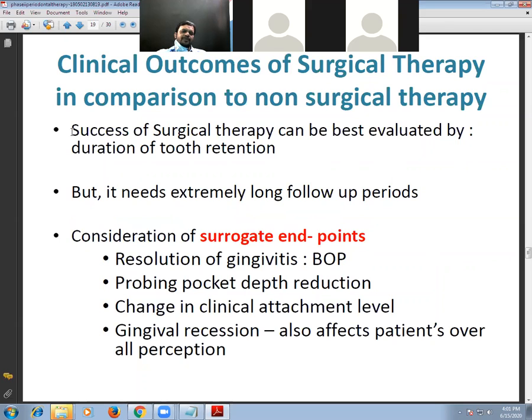Whenever you are performing phase 2 therapy, the greater success achieved by surgical therapy can be best evaluated by duration of tooth retention. But it needs an extremely long follow-up period. Considerations of surrogate endpoints are resolution of gingivitis, resolution of your bleeding on probing, then pocket depth reduction, and changes in clinical attachment level. Sometimes we see clinical gain, and also the gingival recession affects the overall perception of your patients.